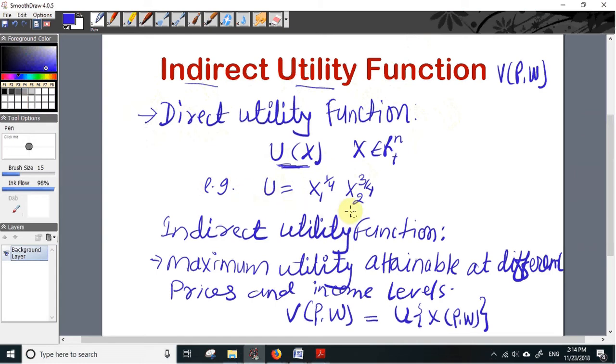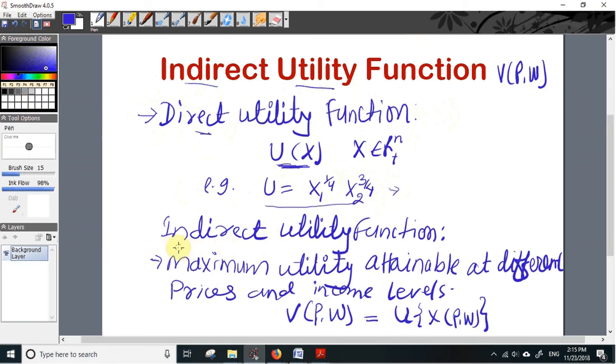Consider a case of two commodities only. So the utility function U equals x1 to the power 1/4, x2 to the power 3/4. This utility function shows the utility attainable from the consumption of these two goods. This is called a direct utility function because it shows the utility directly as a function of the quantity consumed of the commodities.